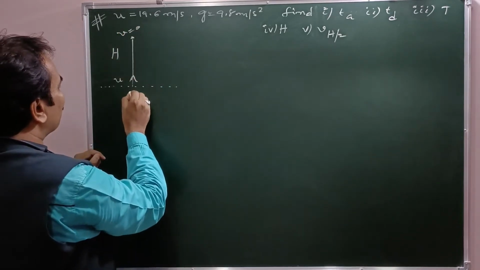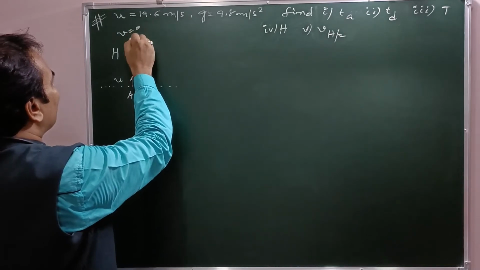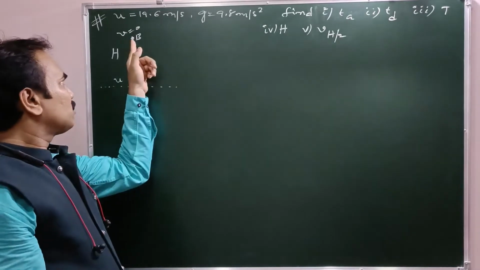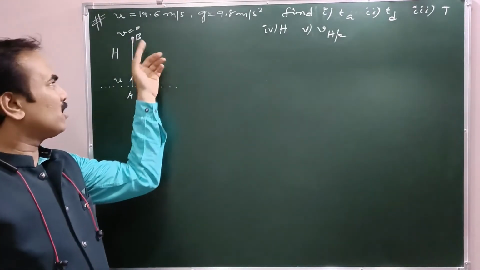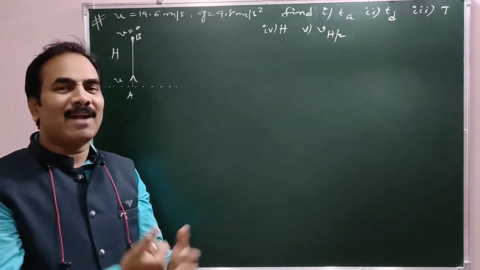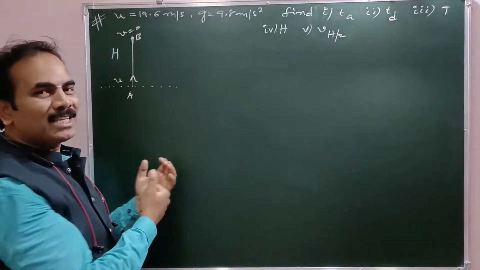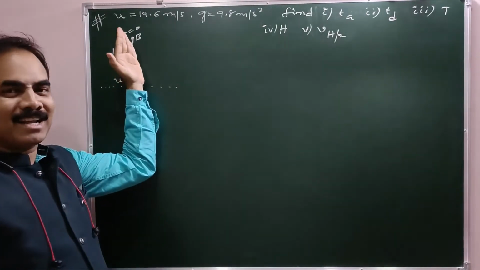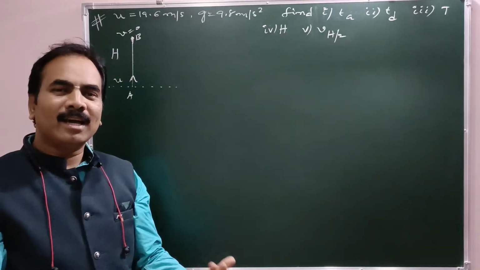So this is the point of projection A. This is the final point in the vertical motion, B, right? Here the body doesn't remain at the highest position. Why? Because it is still acted upon by gravity. So again it retraces its path. Because of gravity, again it is under acceleration. So while going up, it is under retardation, and while coming down, it is under acceleration because of gravity.